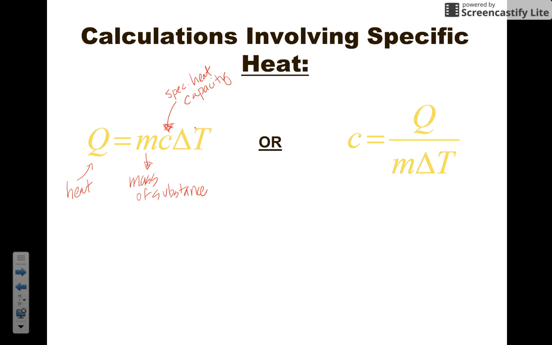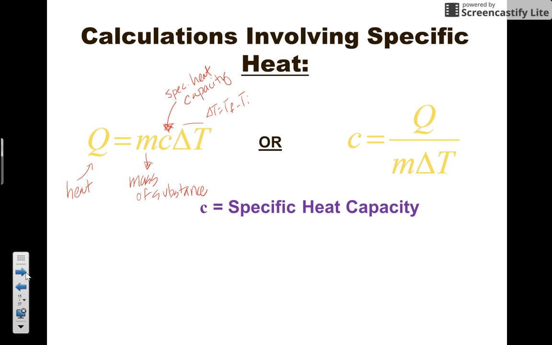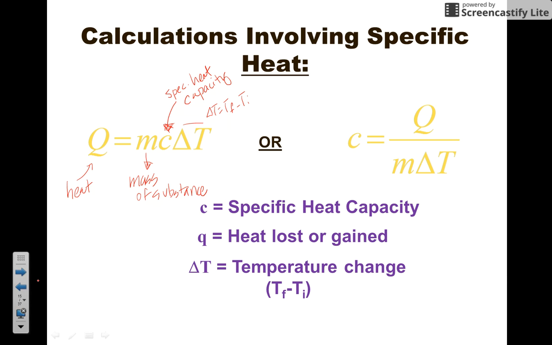Now ΔT stands for the change in temperature, and you calculate ΔT by taking your final temperature and subtracting your initial temperature from it. So you have to read for context clues. Sometimes you rearrange this formula to solve for C. So if you were to rearrange that, you would get C is equal to Q, the heat, divided by the mass of the substance times the change in temperature. This is just reiterating what I just went over. Now we will do calculations involving Q equals mcΔT after, when you get back to class.